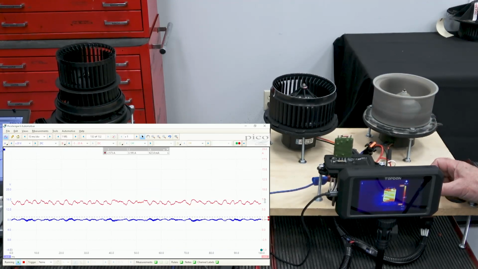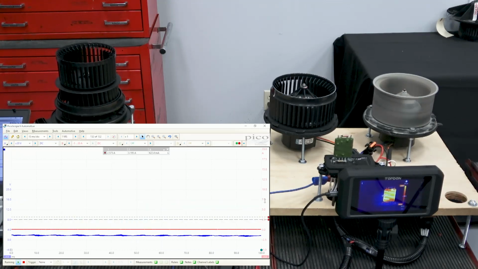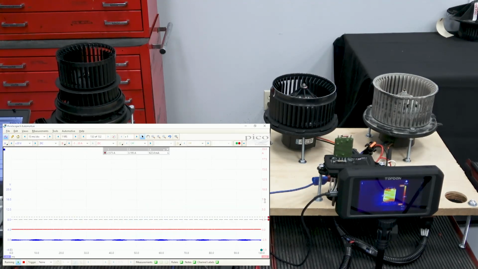So I'm going to shut it off here for a minute. So here's a classic example. Here's why it's so important: more than likely, if you have a failed blower resistor, you probably have a failed or failing blower motor.